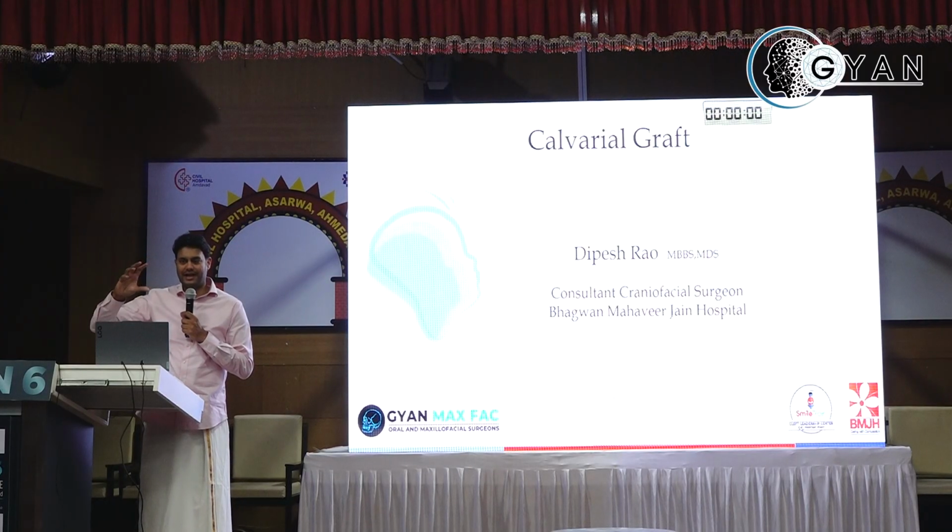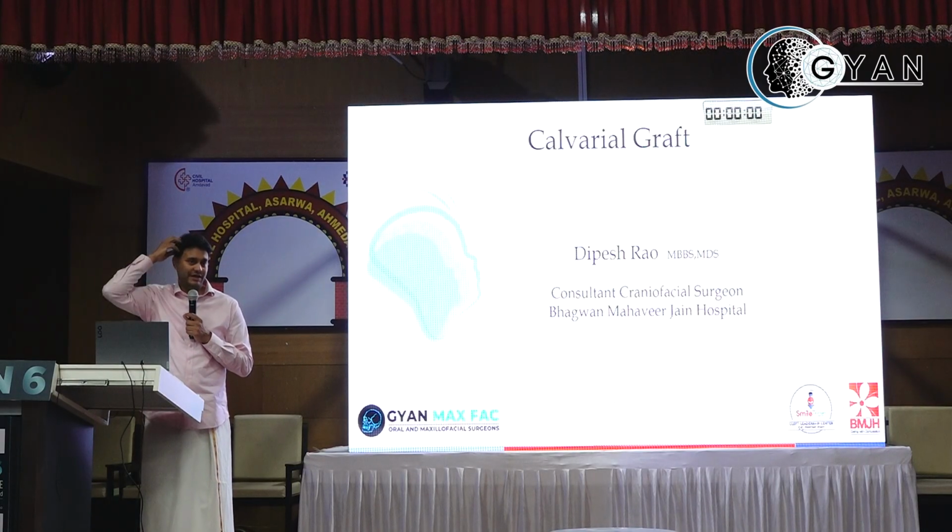The calvarium has the outer table and the inner table. If you take a full thickness graft, you leave a defect. If you just take the outer table, again you leave a defect. It is just palpable. It cannot be seen, but it is just palpable.